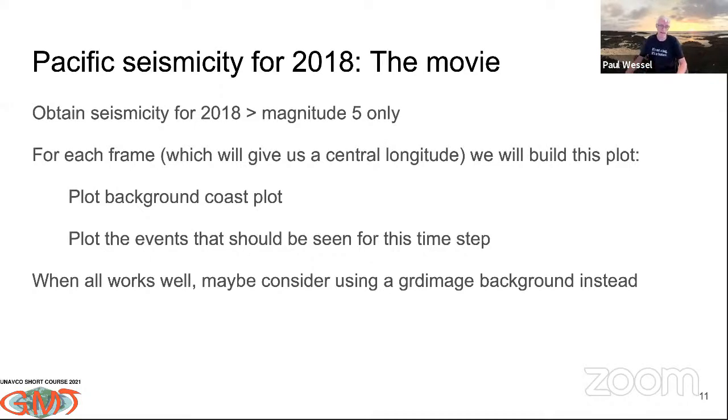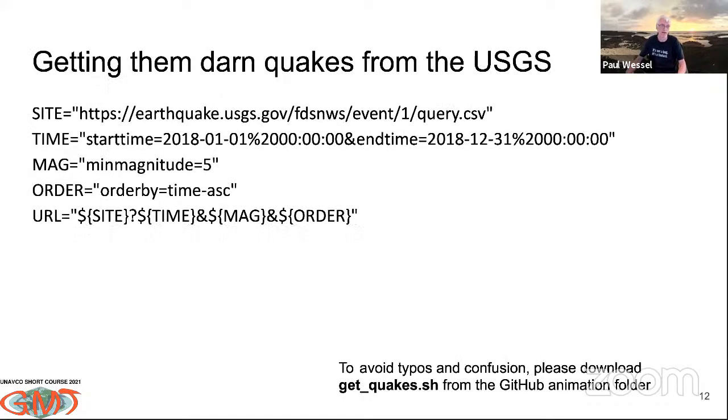And again, each frame is going to give us a central longitude that we're going to build in this plot. We're going to plot the background coast plots that we've seen, and we're going to plot events on top, but only those that should be visible for the given time. So future quakes should not show up, obviously. And if all this works well, then we can consider replacing the PS coast map with a real GRD image and make it really fancy. So that's sort of what we're going to do.